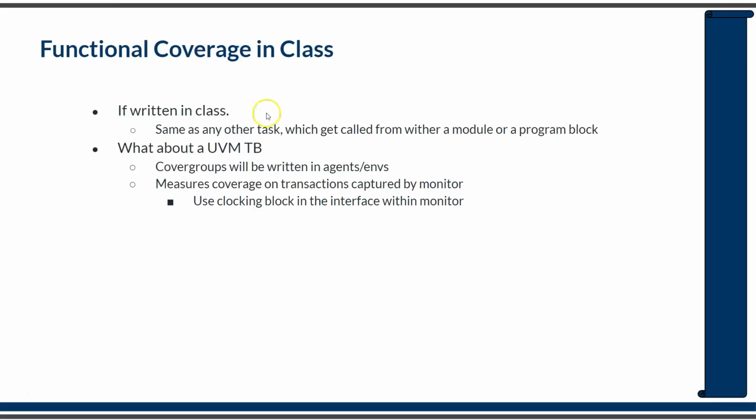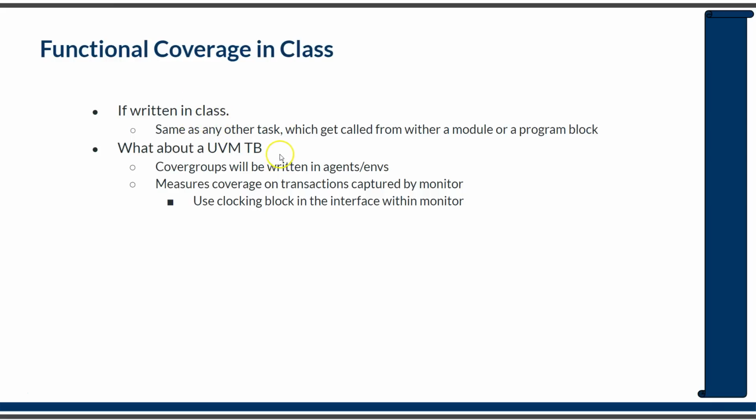And if they are written in a class, then the same set of rules that is applicable for all the class items is applicable here as well, based on whether they are called from a module or a program block. By default, if you are calling from a module, they will be sampled in the active region if there is no explicit clocking block or something used in the class.